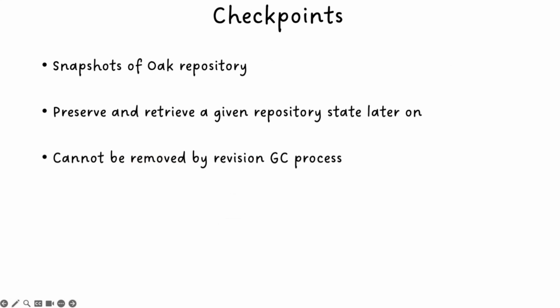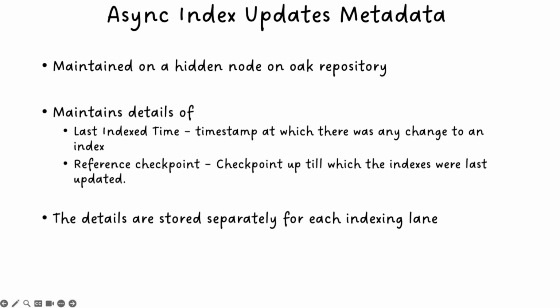Second, checkpoints. A checkpoint is a snapshot of an Oak repository. Consider it as a way to preserve the state of an Oak repository at a given point of time. And once it is created, it can then be used later on in future to get that exact same state. A checkpoint remains in the system until it's either explicitly removed or the default checkpoint lifetime, which is configured at the time of its creation, gets exceeded. Even the revision GC process cannot claim a checkpoint.